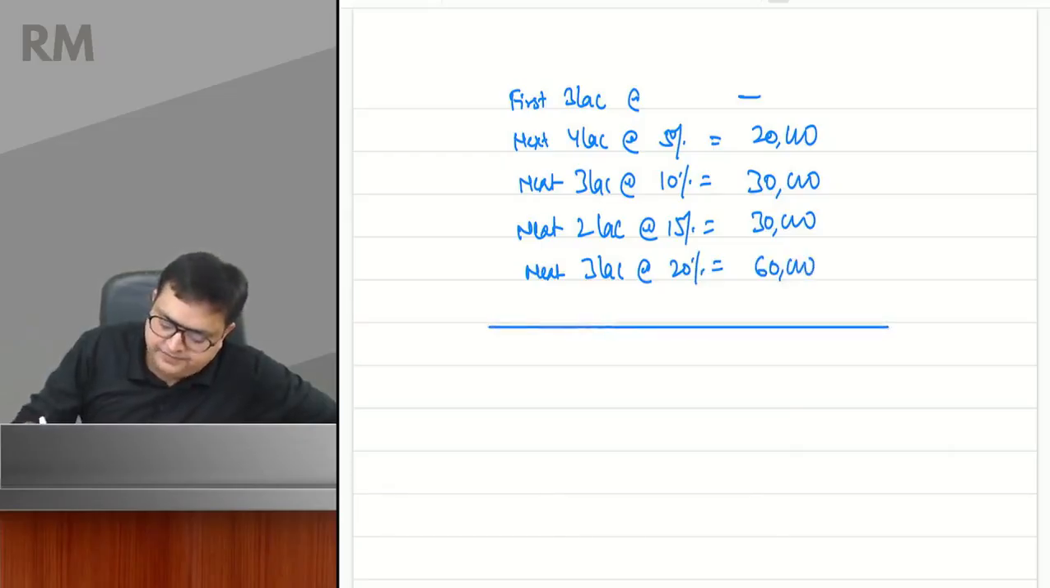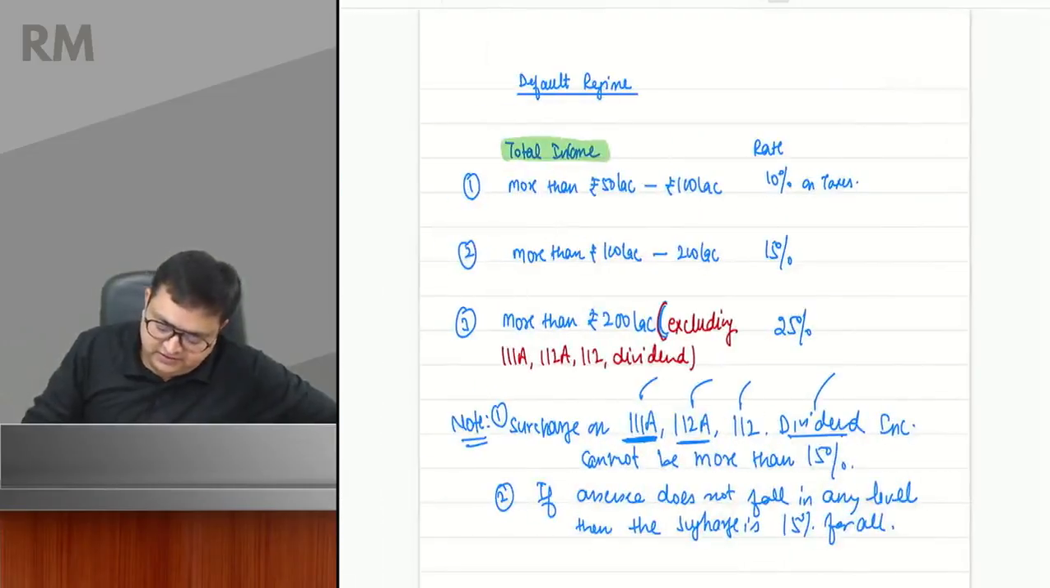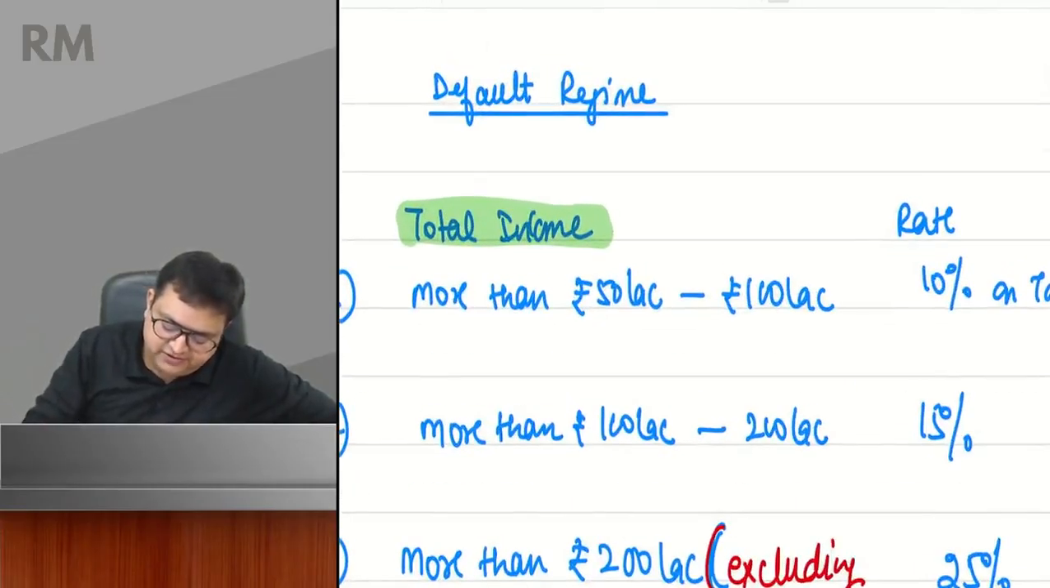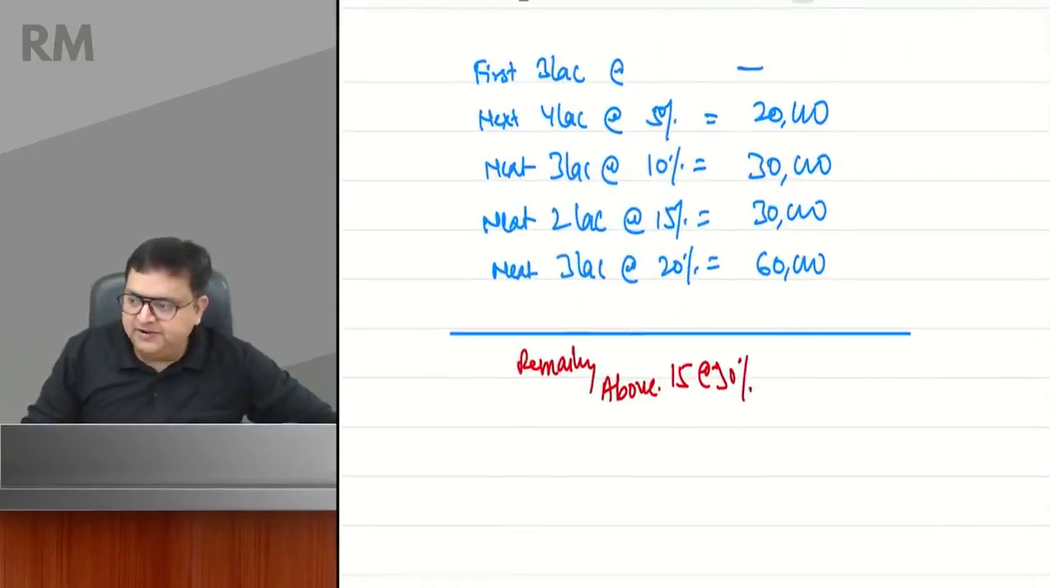And remaining above 15, it is 30%. Guys, it is default regime, right? It is default regime. Now, I believe everybody, please look at this.